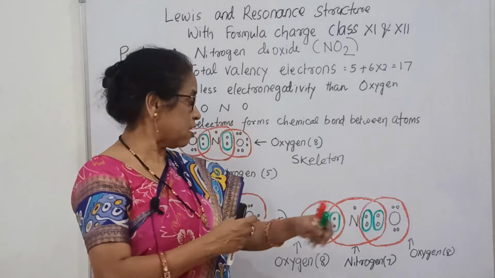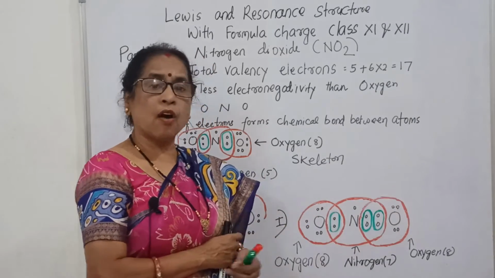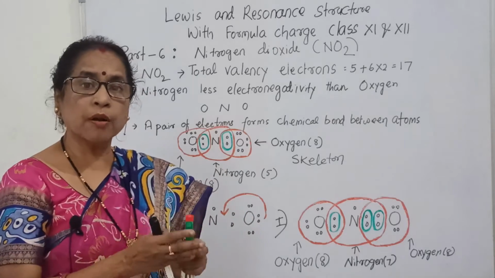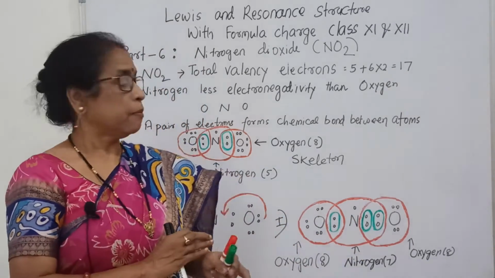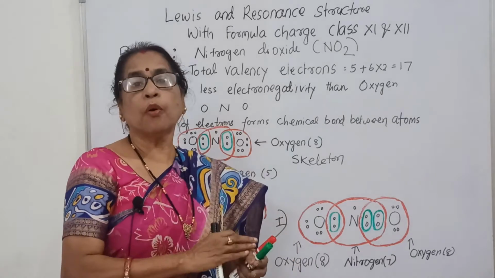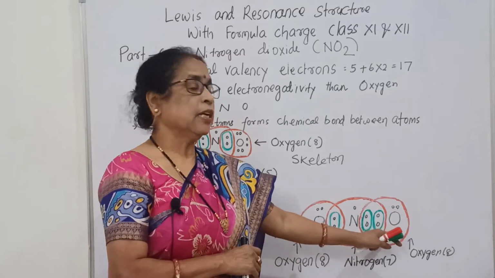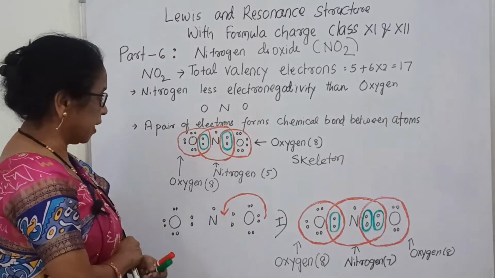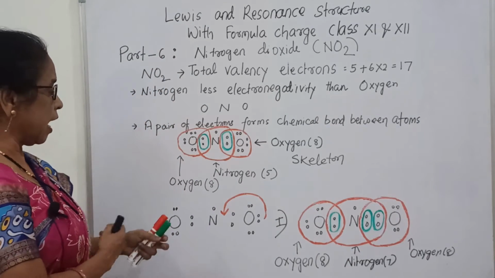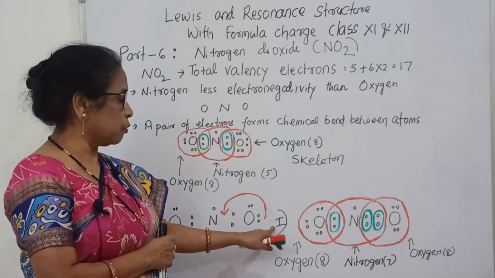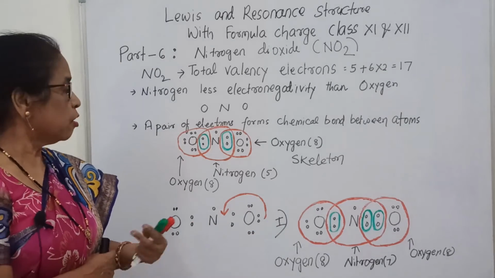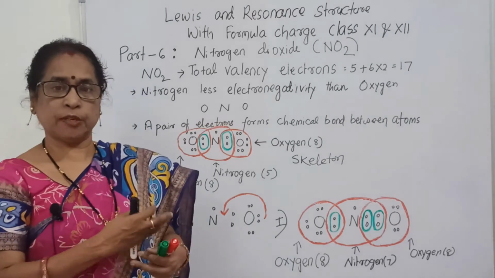Similarly, that second oxygen has 2 pairs of non-bonding electrons, that means 4 non-bonding electrons, and here it is 2 pairs of bonding electrons, that means 4 bonding electrons for this oxygen. And after that we will check again for any other possible Lewis structure form. This is the Lewis structure 1 for nitrogen dioxide. We will check whether another Lewis structure is possible.